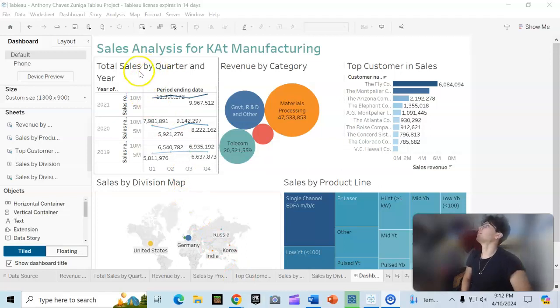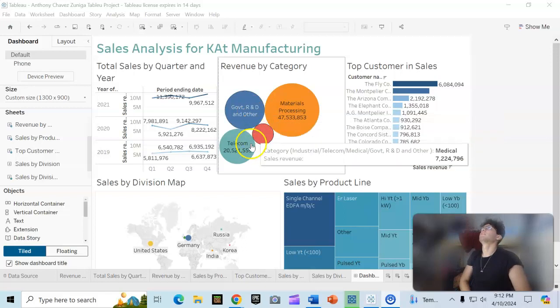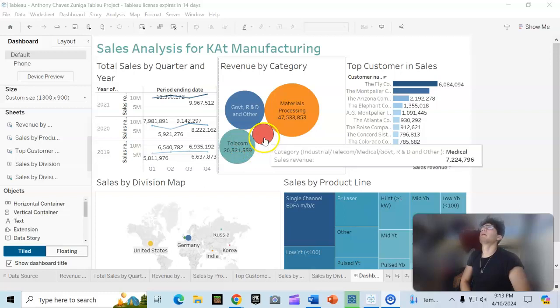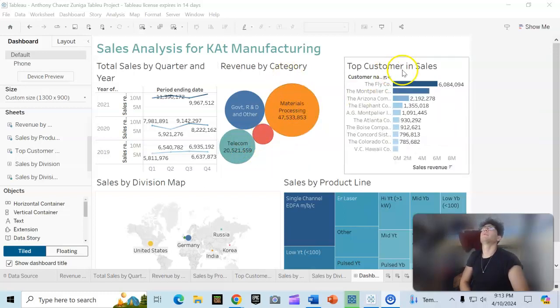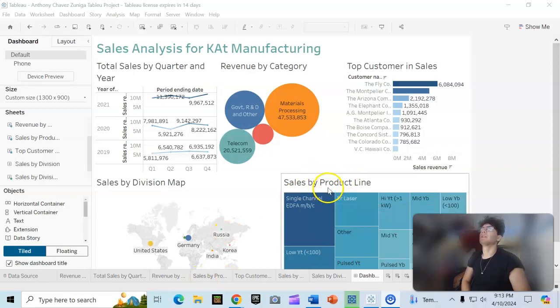In this dataset, we have the total sales by volume, quarter and years, using the years 2019, 2020, and 2021. Here we have the revenues by category dataset, and the fields are government, R&D and other, telecom, medical, and materials processing. Here we have the top 10 customers in sales dataset, which varies depending on which filter we use. Here we have the sales divisions by map: the United States, Germany, the UK, India, Korea, and Russia. And then here we have the sales by product line.